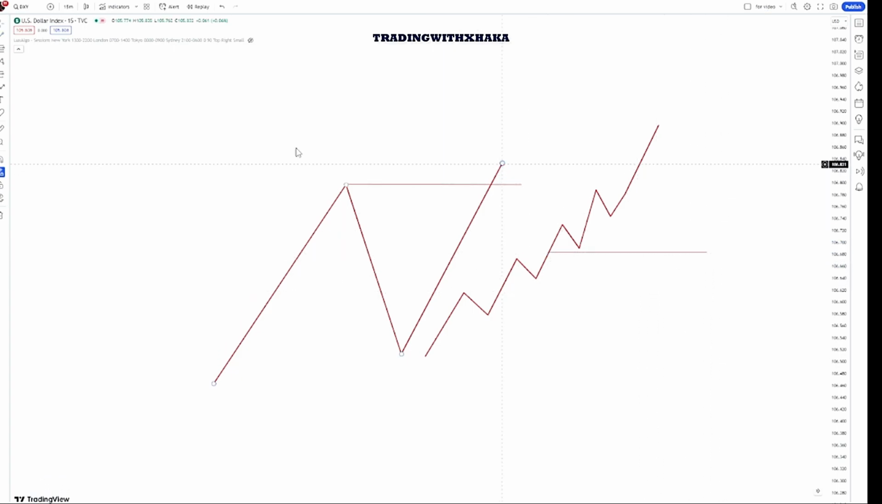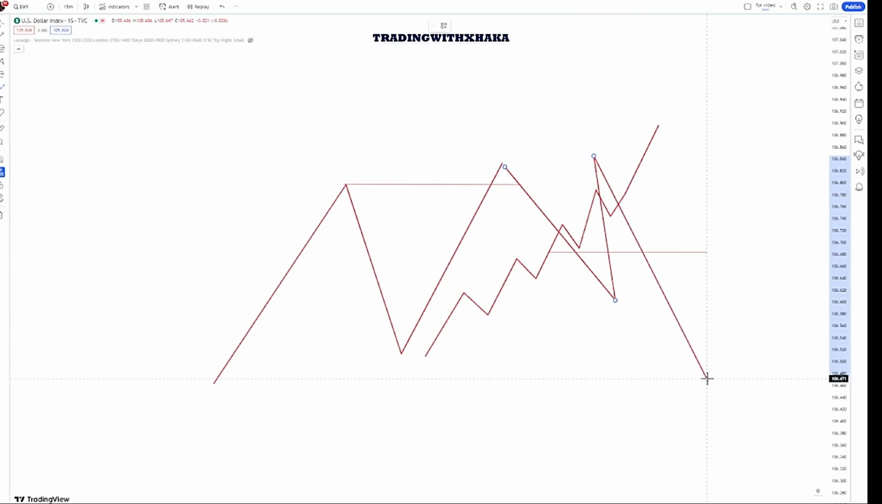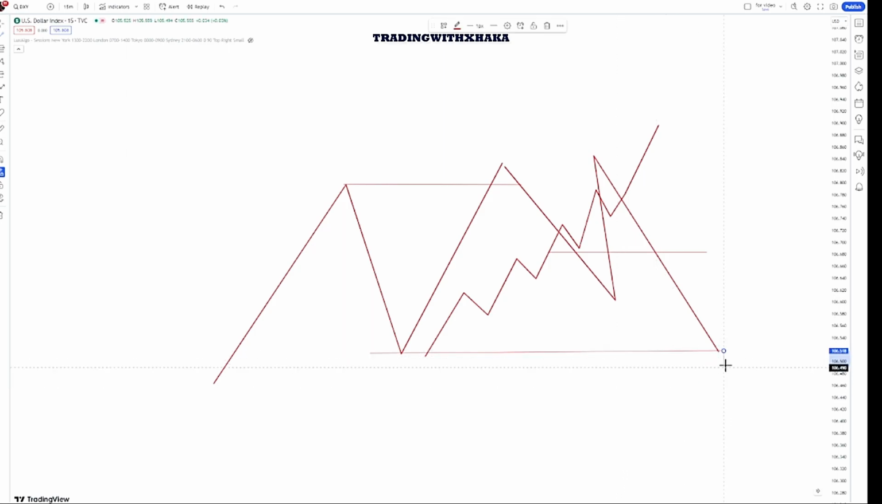Now you're waiting for price to do what? To come back to this pullback. You find an FVG at the extreme, and the target is your extreme here, and the target is this leg here. This very zone here should be your target. I hope this is clear.